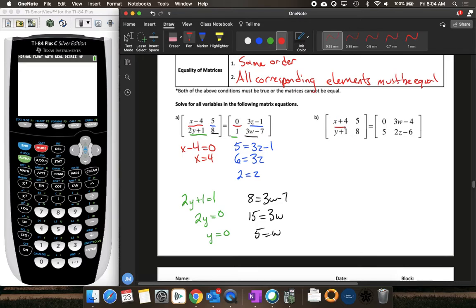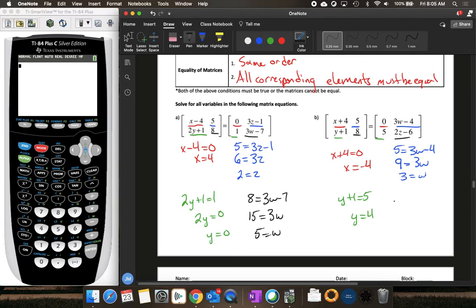All right, let's see how you did. So x plus 4 had to equal 0. So then subtract 4, and x should have been equal to negative 4. All right, for the next one, 5 had to equal 3w minus 4. So you would have added over the 4, divided by 3, and w is equal to 3. Next, y plus 1 should have been equal to 5, and then just subtract 1, and y is equal to 4.